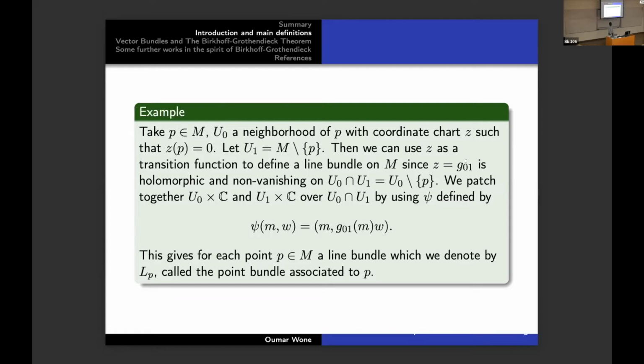How do we do that? We set Z as the transition function on the intersection U0, U1, which is U0 minus P. We patch U0 times C and U1 times C by using the map psi, which associates to (m, w) the pair (m, g01(m) w), and this gives for each point a line bundle which we denote L_P, and in general it is called the point bundle associated to P.